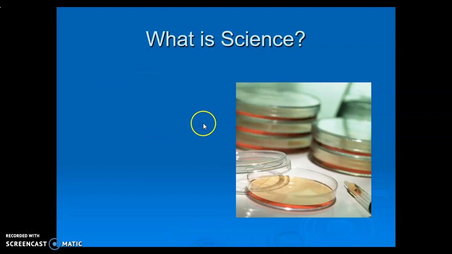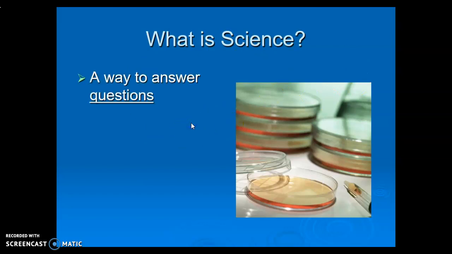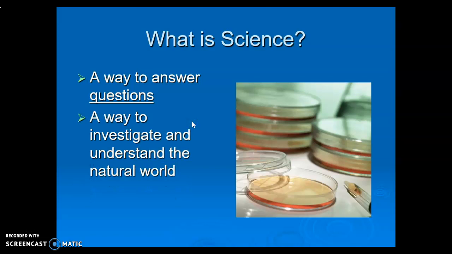Science is a way for us to answer questions and a way for us to investigate and understand the natural world. So we're going to do that through experiments. Experiments are going to help us answer questions. They're going to help us investigate and understand what's going on around us. And then once we have that information, they'll provide a way for us to make predictions.